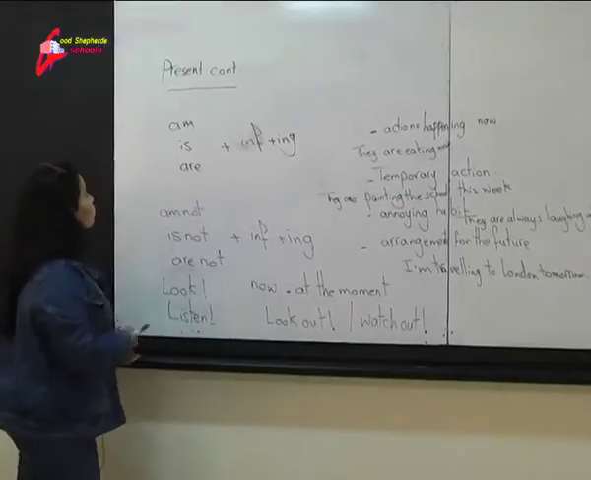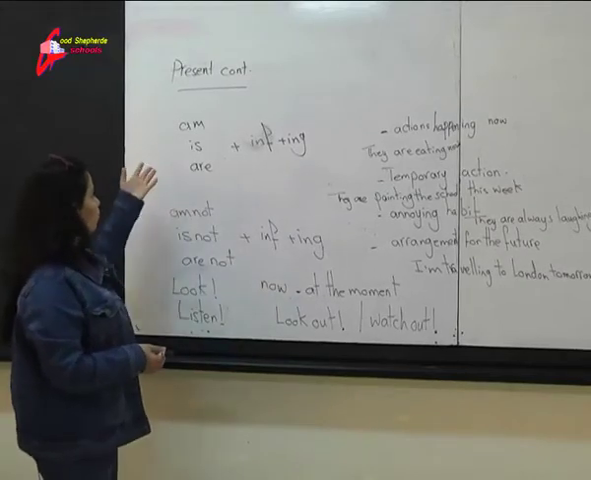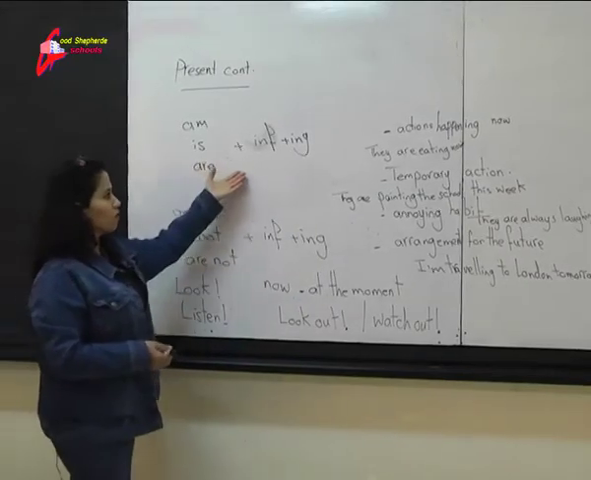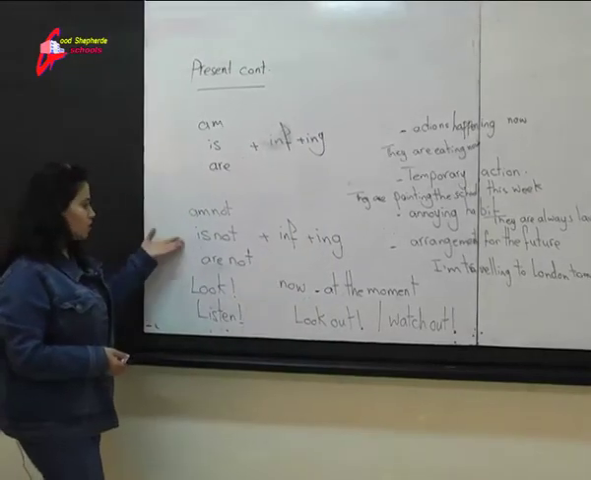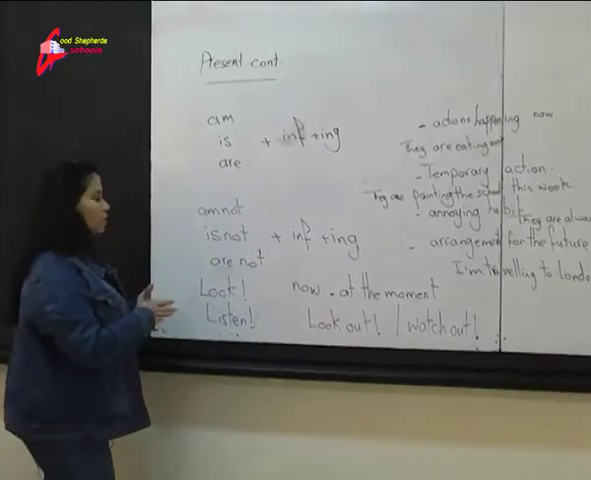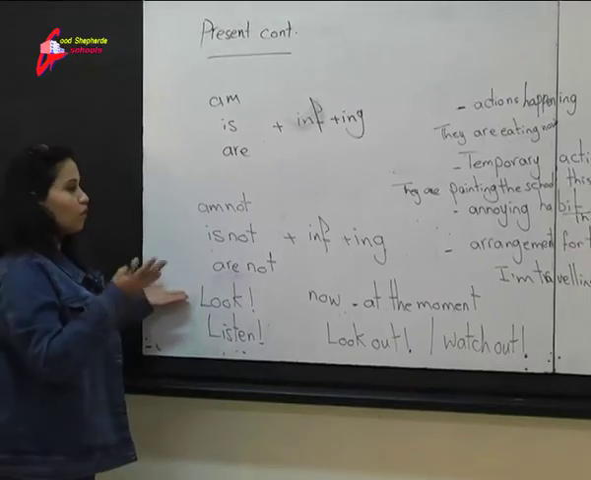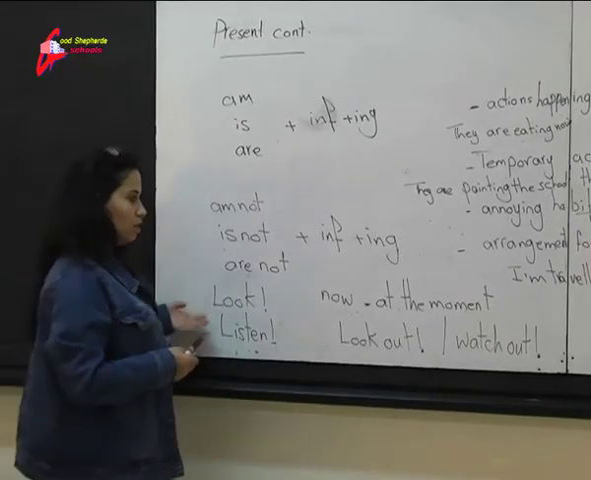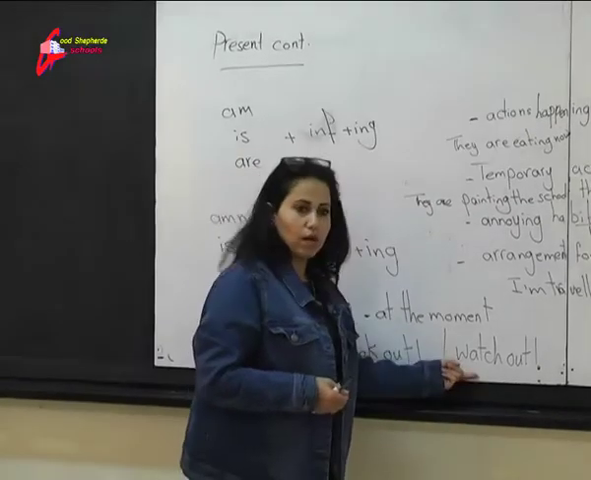Okay, now we are going to talk about present continuous. And as we said before, the form of it is am, is, are, followed by the verb plus ing. In negative, am not, is not, are not, followed by ing also. Okay, the words that I use with present continuous, I can use look, like look, they are talking, or listen, now, at the moment, look out and watch out.